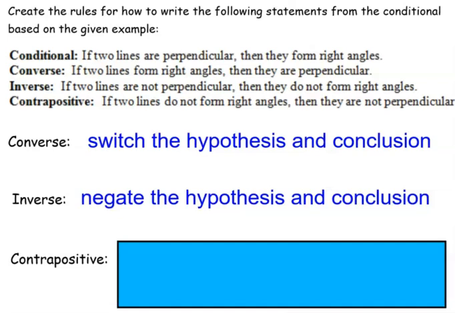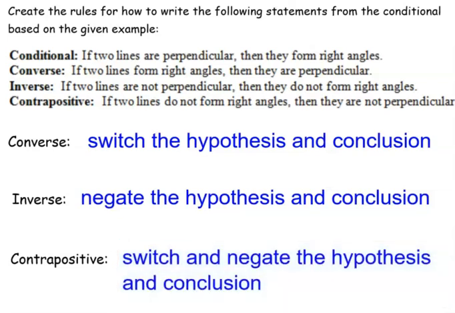Again, the original conditional statement says if 2 lines are perpendicular, then they form right angles. Now all the way down to my contrapositive: if 2 lines do not form right angles, then they are not perpendicular. Basically, I've taken the converse and the inverse and I'm doing them both. Notice that my front and backs have switched and I have the word nots. Some people say that they take the inverse and switch it, or you can simply say to do both: switch and negate the hypothesis and conclusion. So swap their places and make them negative. If you need more time with this, hit pause now.